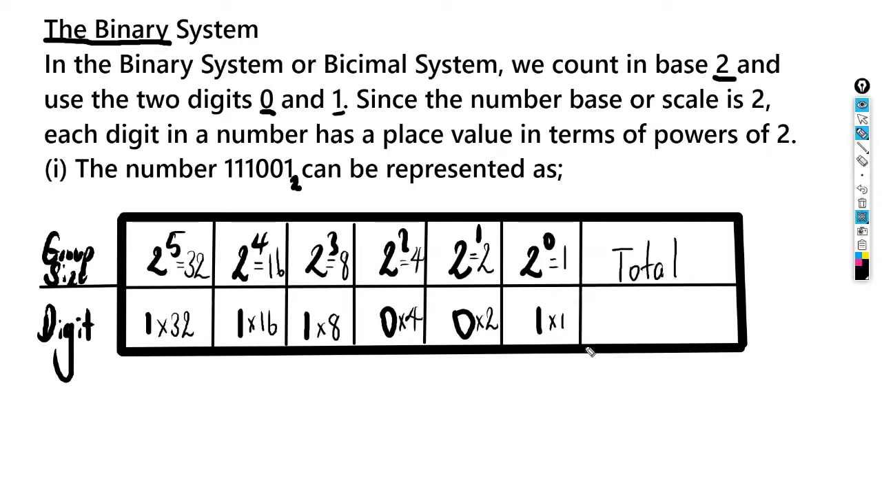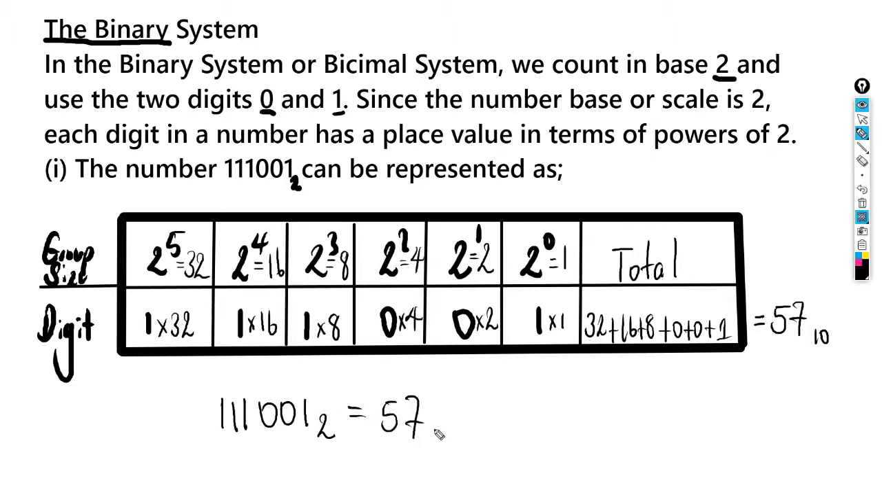The total of the bottom row here should be 32 plus 16 plus 8 plus 0 plus 0 plus 1, okay? So the total is actually 57, and that's what you should get in the decimal system, all right? So 111001 to the base 2 is actually equal to 57 in the base 10, okay?